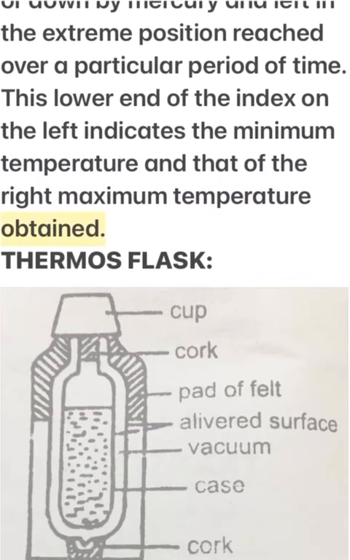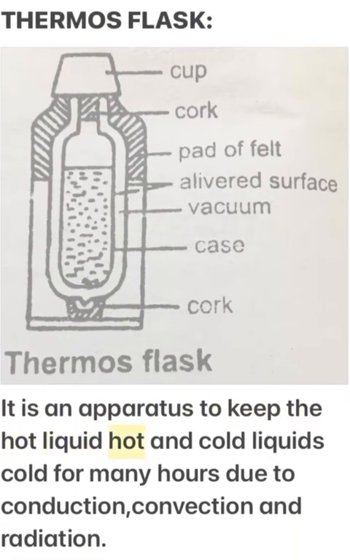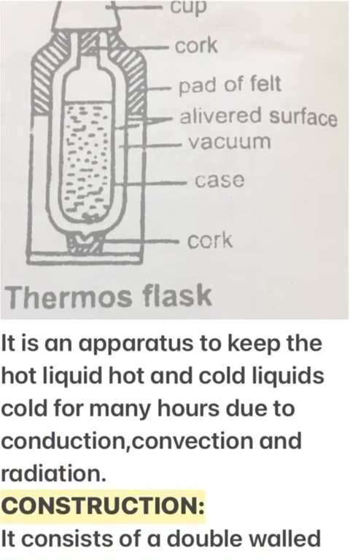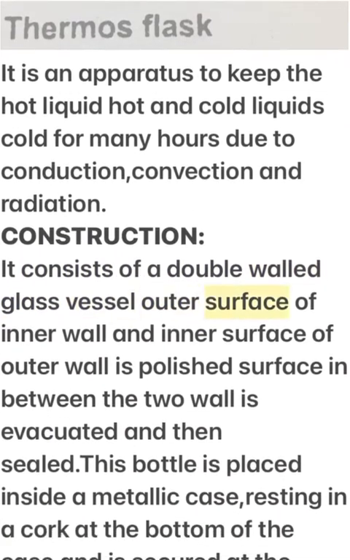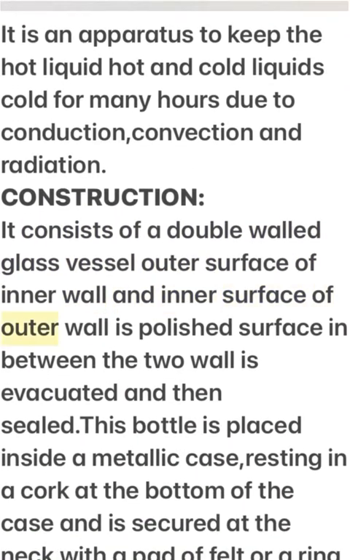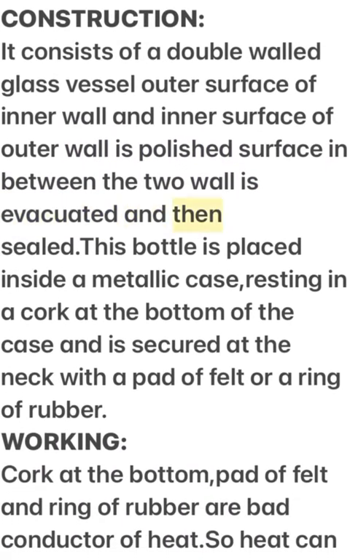Thermos flask. It is an apparatus to keep hot liquids hot and cold liquids cold for many hours by preventing heat transfer due to conduction, convection, and radiation. Construction: it consists of a double-walled glass vessel. The outer surface of the inner wall and the inner surface of the outer wall are polished. The space between the two walls is evacuated and then sealed. This bottle is placed inside a metallic case, resting on a cork at the bottom of the case, and is secured at the neck with a pad of felt or a ring of rubber.